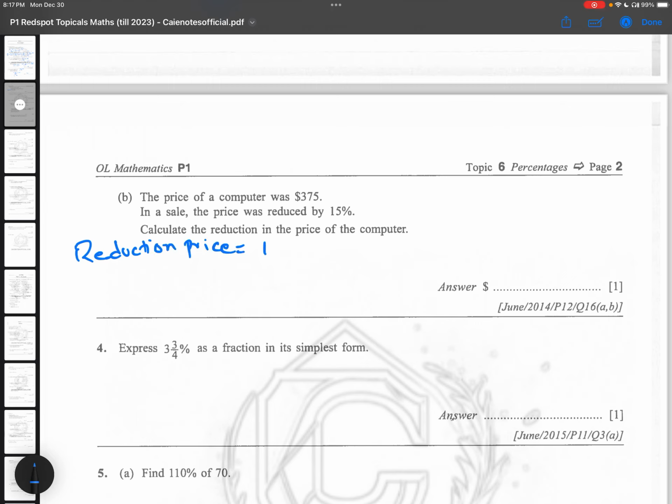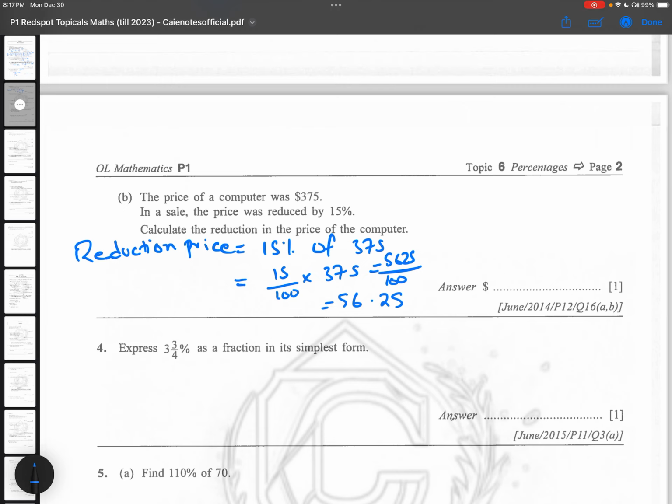The reduction price is 15% of $375. This will be equal to 15 upon 100 multiplied by 375. So now let's multiply 15 with 375 and you will get 5625 upon 100. This is equal to 56.25. Now this is the reduction price.